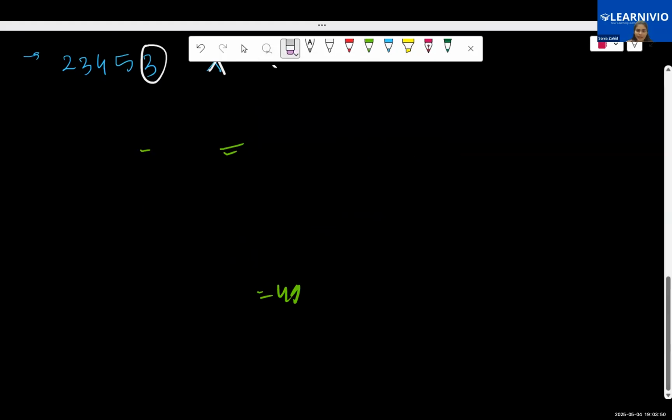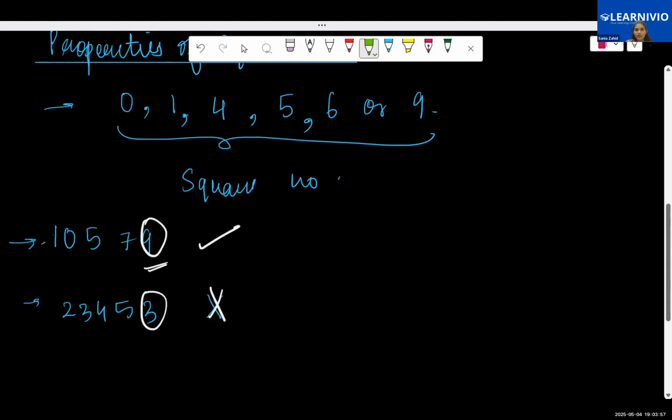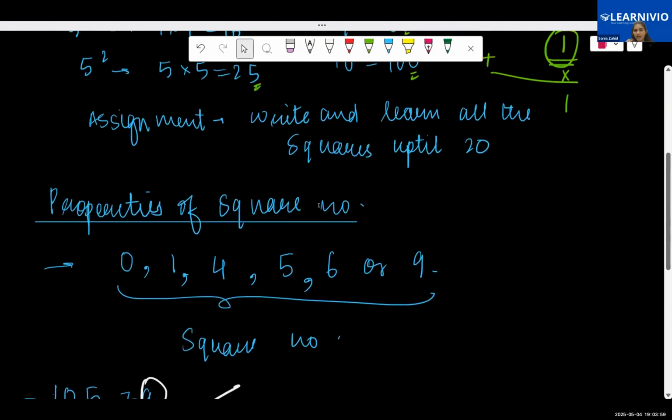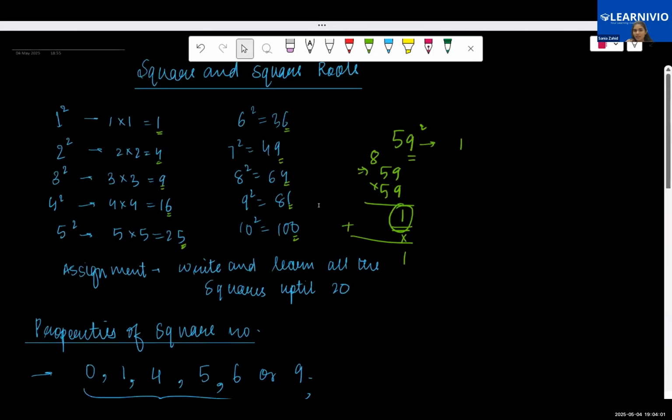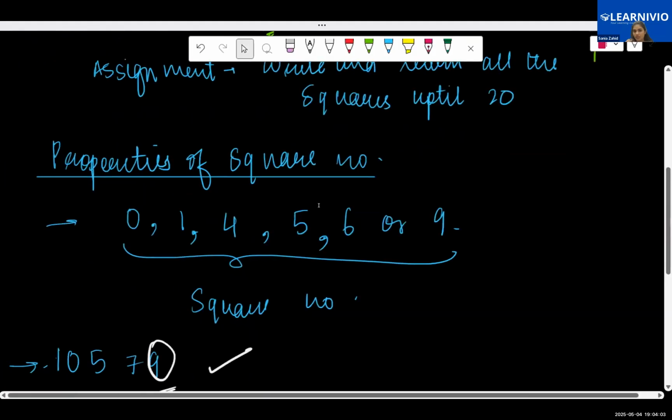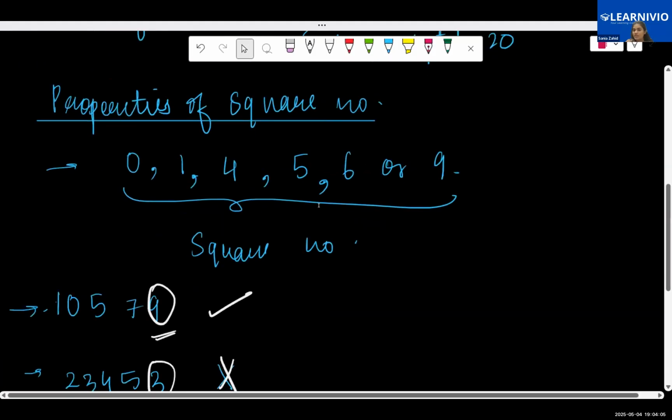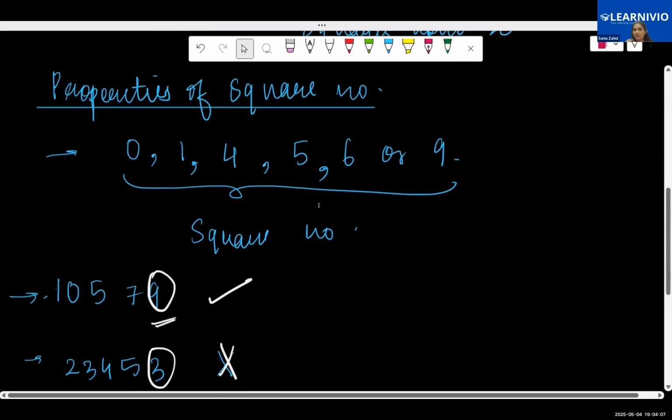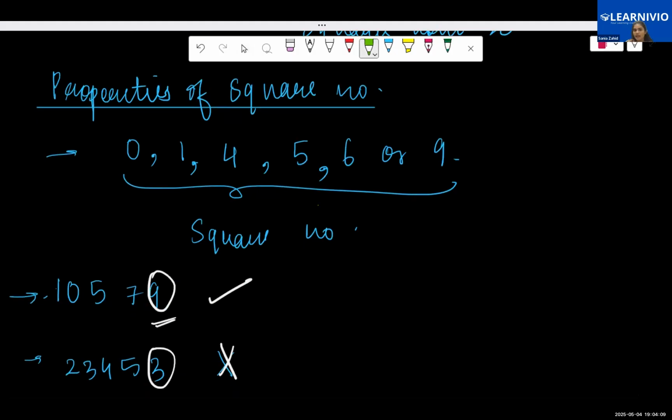So this is a very direct method of calculating which number a square ends with. Look carefully: the squares of all of these numbers end in one of these digits only, either 0, 1, 4, 6, 5, or 9. That is why all square numbers end with only these digits. Okay, children?